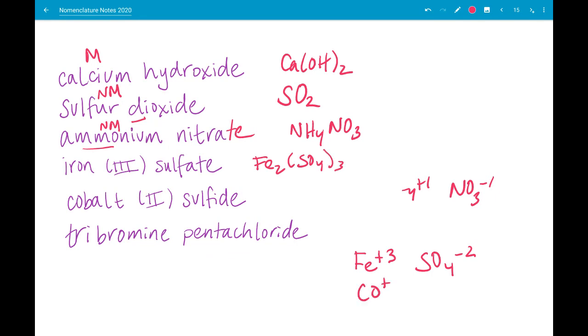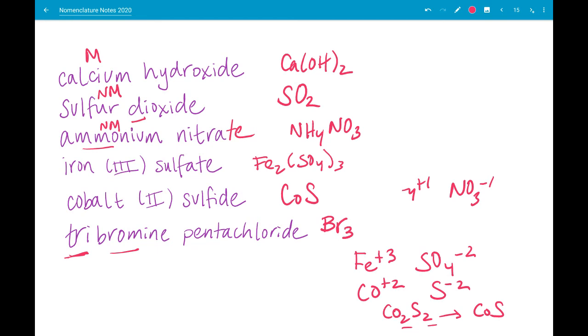Then we also have a cobalt 2 for the next one. That's a metal. Sulfide, so -2. Drop and swap. And what happened on this one, drop and swap, you get Co2S2. They're both divisible by 2, so it becomes CoS. And then last but not least, we have tribromine. If you start with a prefix, it makes it even more obvious. It's going to be a non-metal situation. So tri is 3, and then penta is 5.